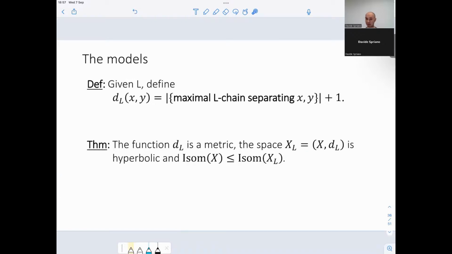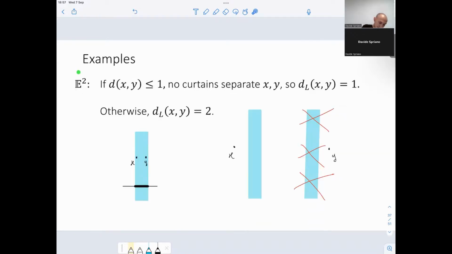Okay, let's see some examples. For instance, if we now take the Euclidean plane, and we take two points, if the distance of the two points in the Euclidean plane is at most 1, then we cannot fit any curtain separating x and y.